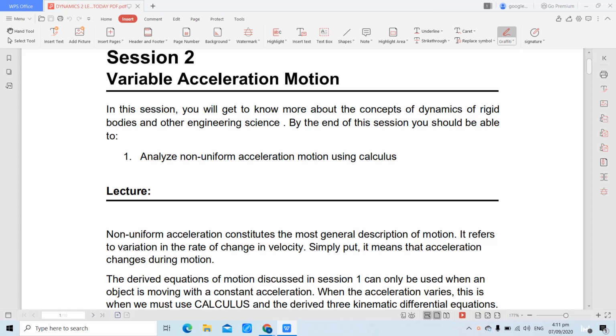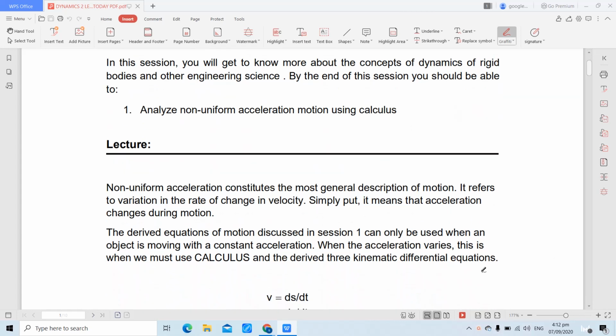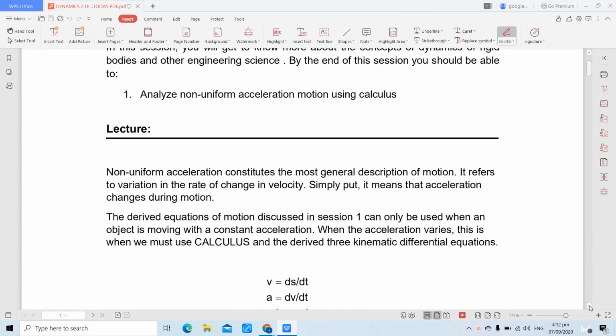Okay, so our session today is regarding variable acceleration motion. Last time we discussed constant acceleration motion, wherein velocity is changing at a constant rate. Now, what if the velocity is changing non-uniformly? If that's the case, we will include calculus in our analysis, and also with the help of the three kinematic differential equations we derived in session number 1.